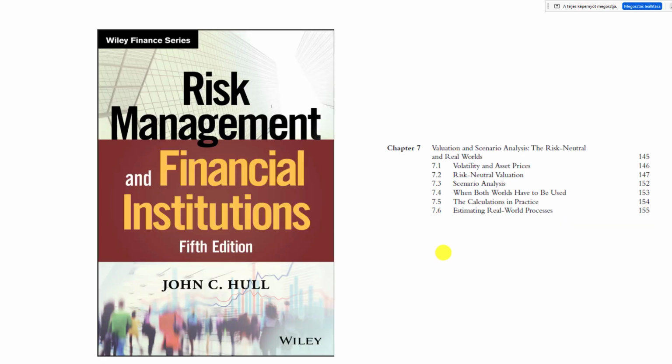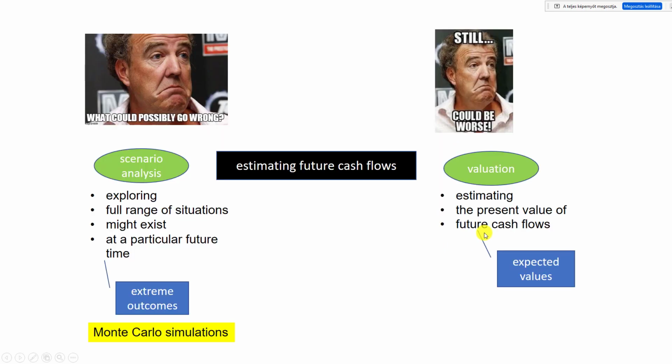And then let's see the book. I'm not sure that this is the best title for this topic, but in the case of estimation of future cash flows, practically we can have this valuation approach, which means that we are looking for expected values. So what can happen on average?